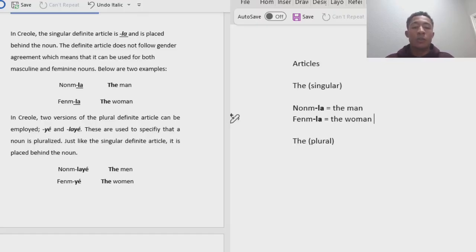Now, if you are coming from a French-speaking background, you might know that these two, nom la and femme la, are different genders. As nom is your masculine, and then you have your feminine.